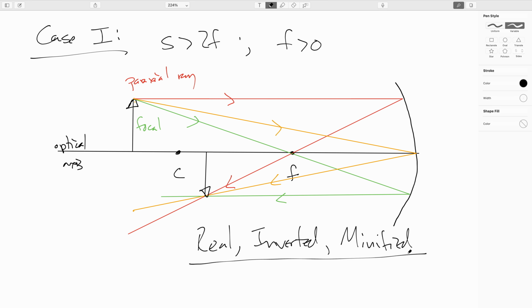And this is worth committing to memory. If you have a case 1 situation, it will always be the case that your image is real, inverted, and minified. So if you don't get that when you draw a diagram, or if you solve a problem numerically, which we'll get into in the next video, then that means that you made a mistake and you need to go back. So these prototype cases are really useful sanity checks.